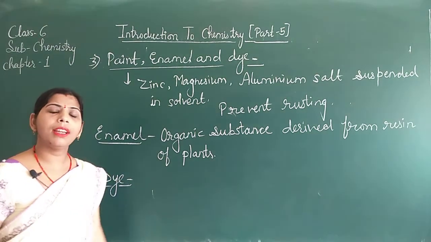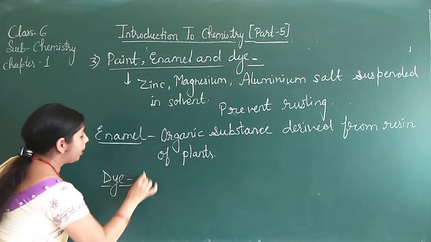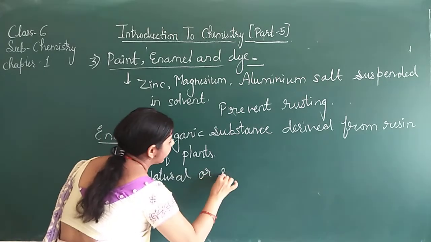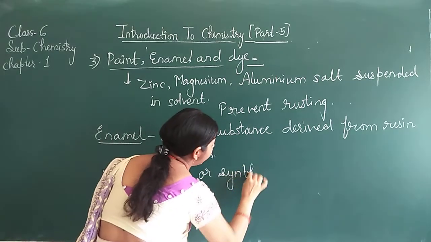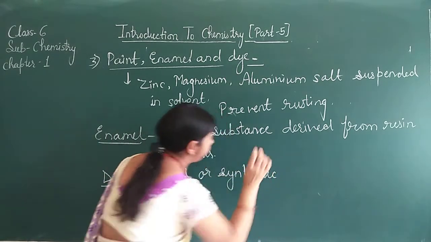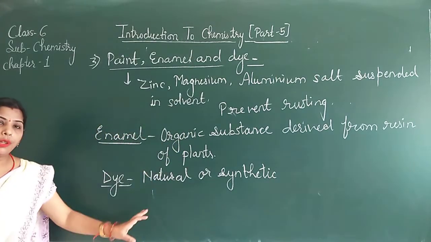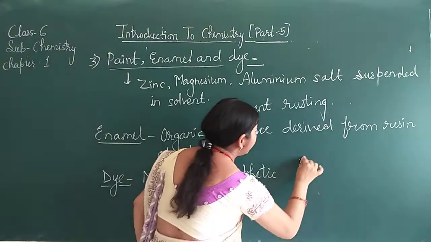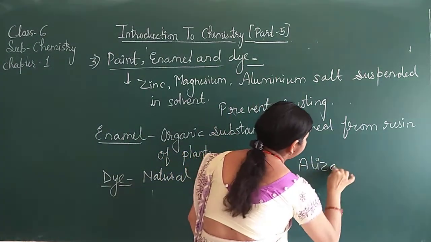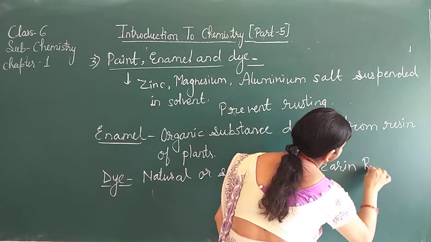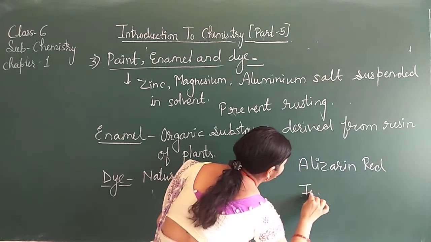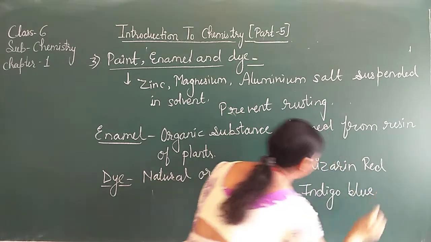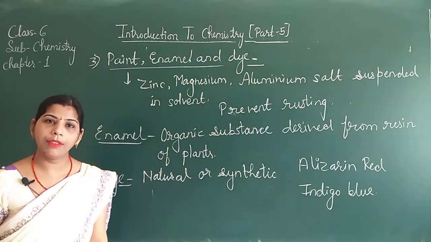Dye may be colored, natural or synthetic, that means man-made. Dye is used for coloring things. The common red dye is alizarin red and indigo blue. These two are common dyes which are used.